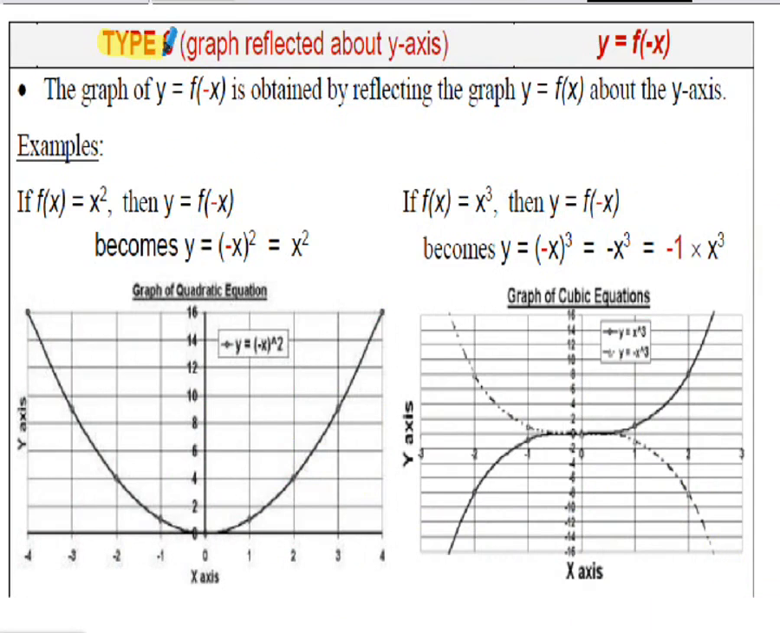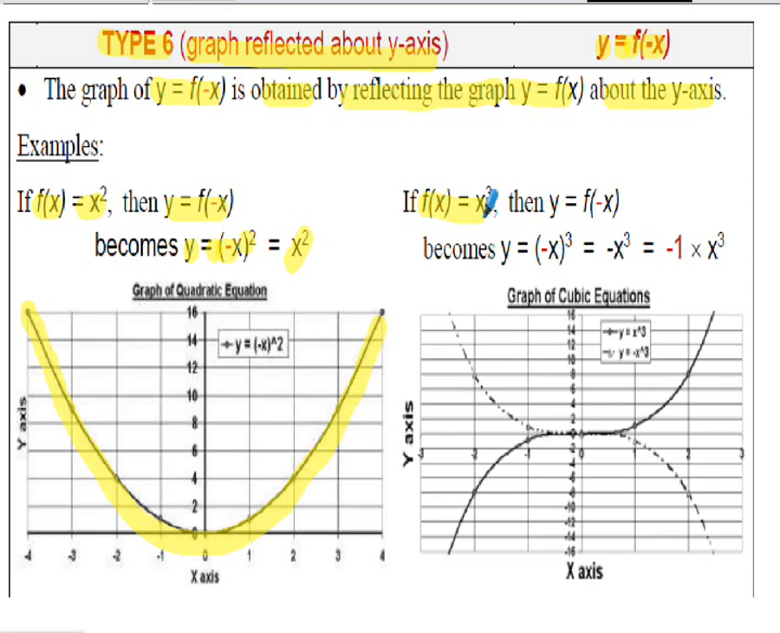And finally, type 6 transformation. This is the curve reflected about the y-axis. So y is equal to function of, in brackets, negative x. So the graph of y is equal to function of negative x in brackets is obtained by reflecting the graph y is equal to function of x about the y-axis. For example, function of x is equal to x squared, then y is equal to the function of negative x becomes y is equal to, in brackets, negative x, squared, which is x squared. So in this particular case, plotting the y is equal to x squared is the same as plotting the y is equal to the negative x all squared.